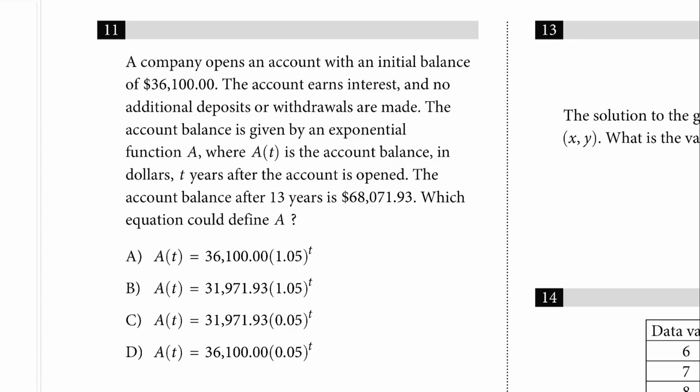Well, number one, we are increasing our amounts. So we need to look for a number that is greater than 1 in this position. So C and D are automatically out. Now, remember, you might have seen this from some of my previous videos, but the first number after the equation is going to be the initial value. And the initial value here is 36.1, so this has to be the answer.